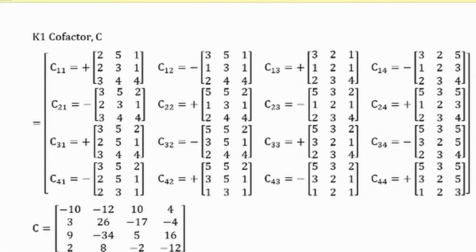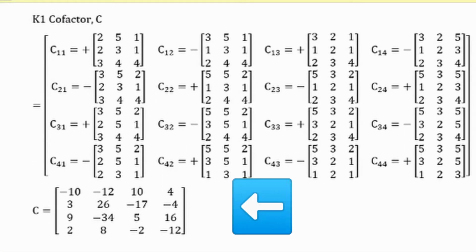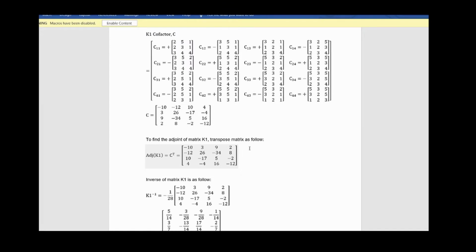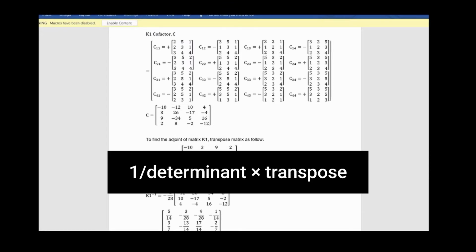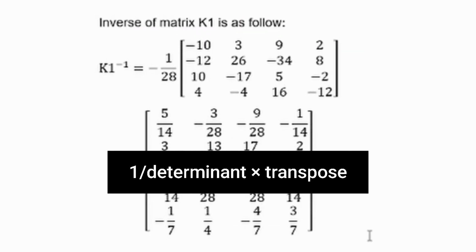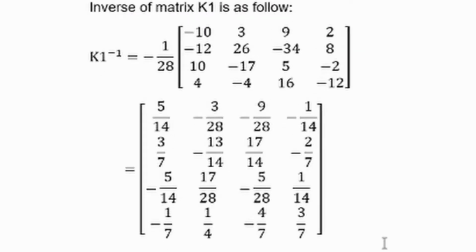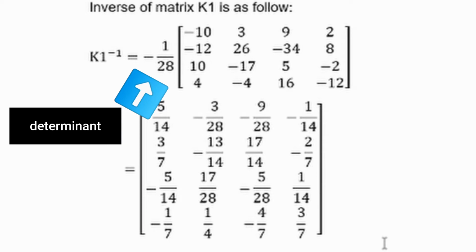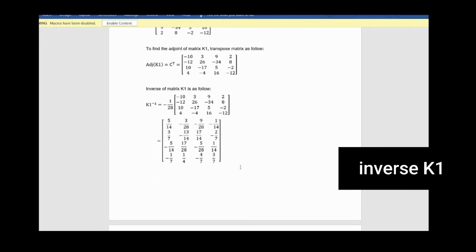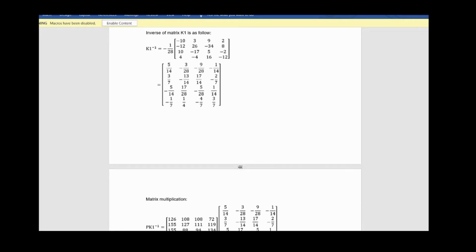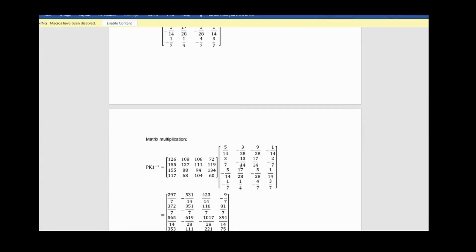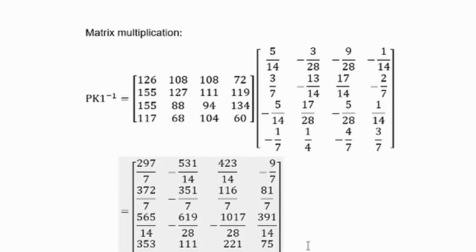After we got the cofactor, we must transpose it. The inverse of matrix K1 is as follows: 1 over the determinant multiplied by the transpose of the cofactor of K1, and we got the answer for the inverse of K1. For the matrix multiplication, we multiply P with the inverse of K, and we got the answer as on the screen.